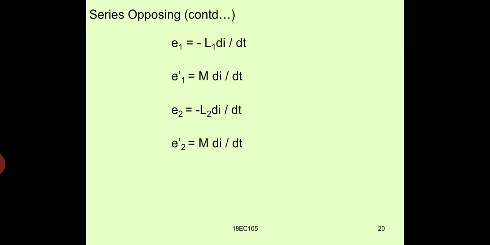LSA stands for aiding, and now LSO is for opposing mutual inductance. So the expression for LSO will be equal to L1 plus L2 minus 2M. So this is the formula for calculating the total inductance of the combination when there is series opposing magnetic flux, or the fields are opposing each other.